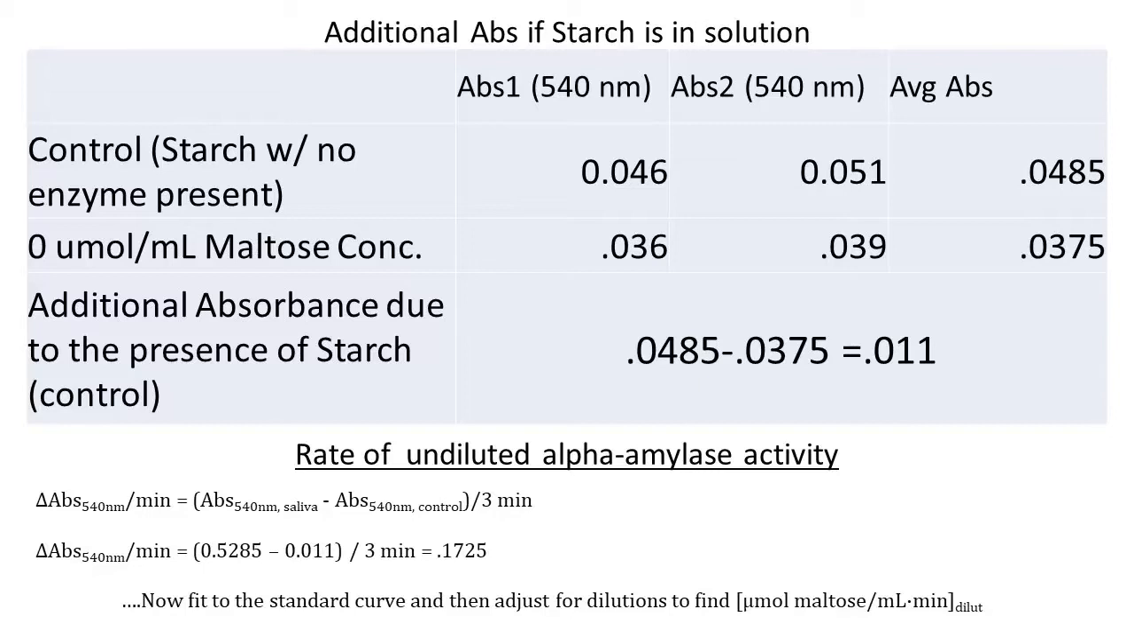When you look at taking these calculations a little bit further, to convert to absorbance per minute, you need to take the absorbance of your saliva minus the control, divided by 3 minutes. For the control, I'm actually going to use the difference between our two controls, which means we're going to take the average absorbance from our 1 to 10 dilution, and subtract out the average between our two controls. We're going to divide that by 3 to get our value of absorbance per minute.